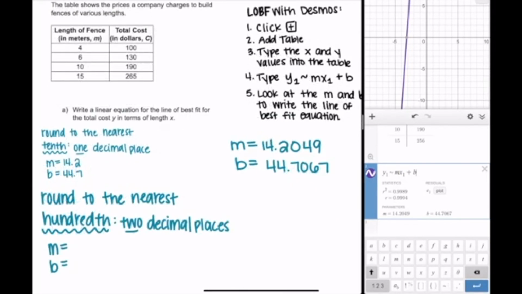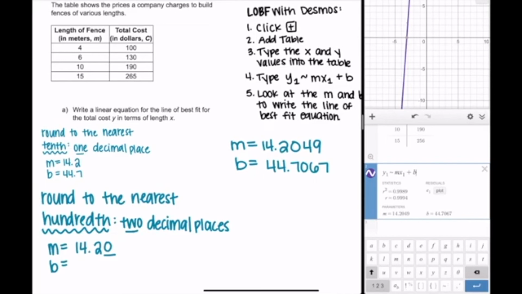If you were asked to round to the nearest hundredth, you would have to use 2 decimal places. So that would be 14.2 something. Now that number, in this case, is a 0, but we have to look at the number behind it to see if that's going to bump the 0 up to a 1. Okay, so we're looking at the zeros place, but right behind it is a 4. Since that's not 5 or above, that's going to remain 14.20.